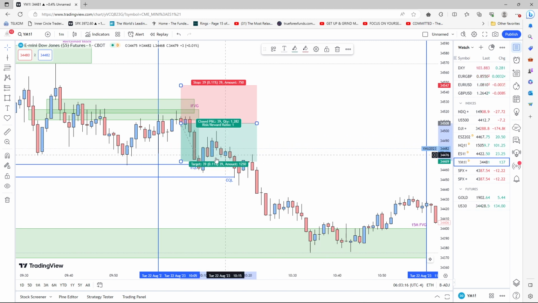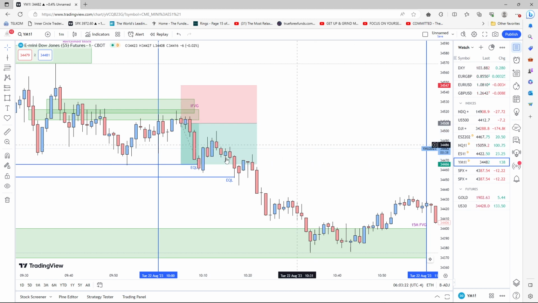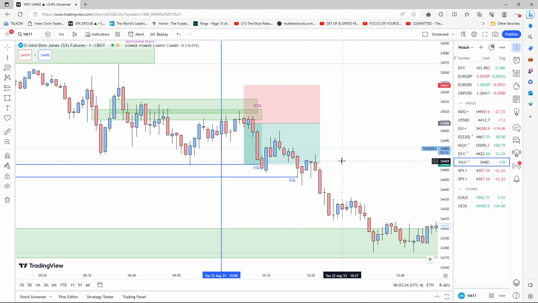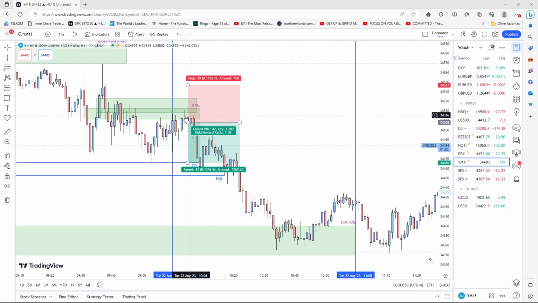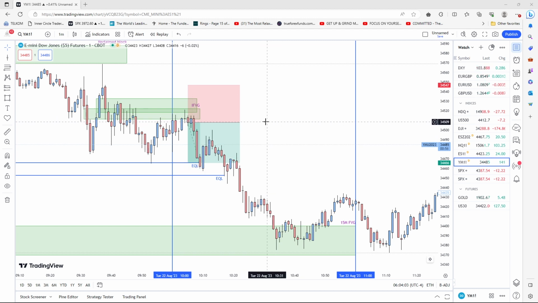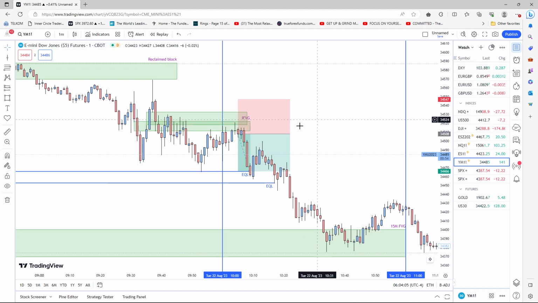That's up to you. Anyhow, your first target would be this equal low. That is 0.12%. That would be about five handles. I'm sorry, five handles.